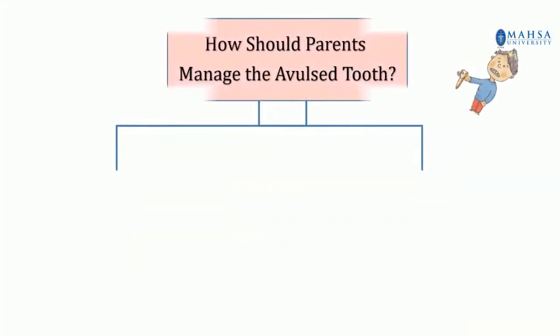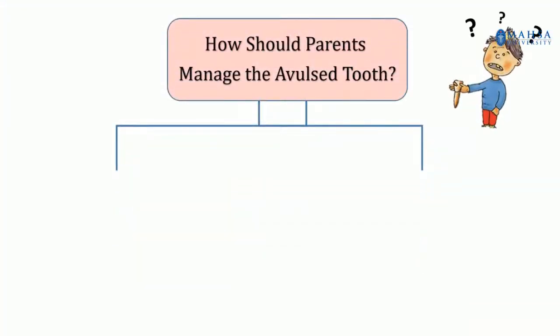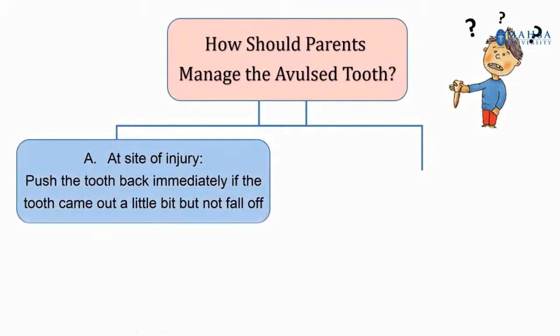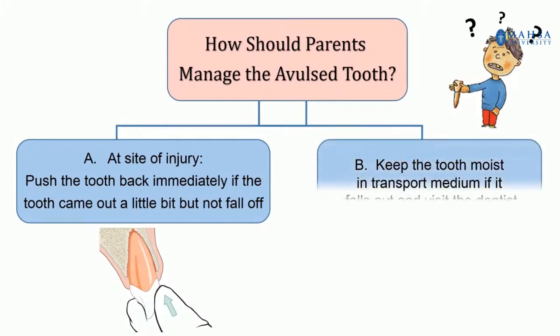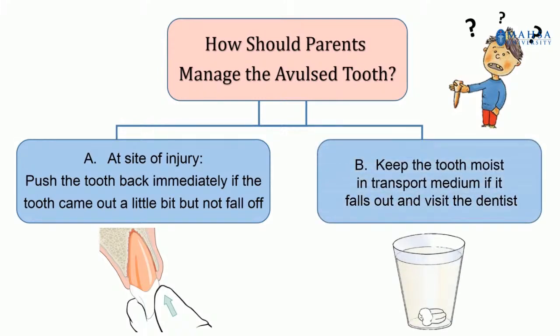There are two ways parents can manage the avulsed tooth. The first is at the site of injury. Push the tooth back immediately if the tooth came out a little bit but didn't fall off. The second is to keep the tooth moist in a transport medium if it falls out, and immediately visit the dentist.